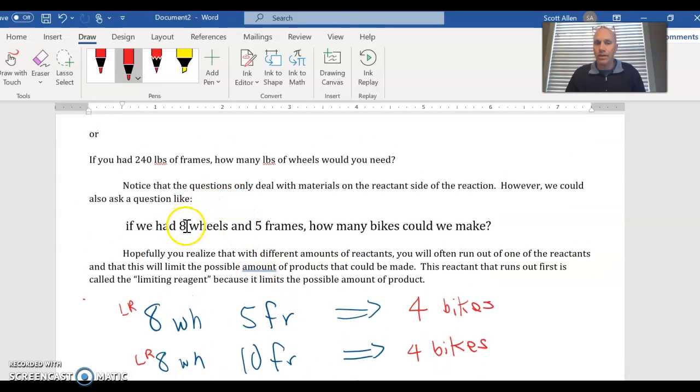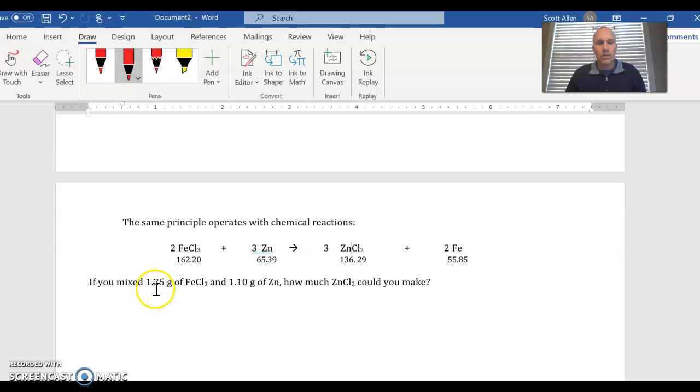Just like in the previous example where we said if you have a certain amount of one thing and a certain amount of the other reactant, how much of that product could you make? Well, what if we mixed 1.25 grams of this chemical with 1.10 grams of this chemical? How much of this chemical could we make? And notice I stressed could, because that's different from saying will you make, because sometimes you don't, and usually you don't make that exact amount. And we can talk about the reasons for that a little bit later.